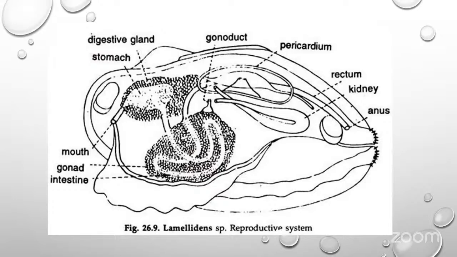This is the reproductive system of a lamellidan species, which has a mouth. This is the gonad, intestine, digestive gland, stomach, and this is the gonoduct. This funnel-shaped structure is the gonoduct, and this is the layer around the heart, which is pericardium, and this is rectum, and this U-shaped structure is called the kidney, and then this end of the tube is the anus.